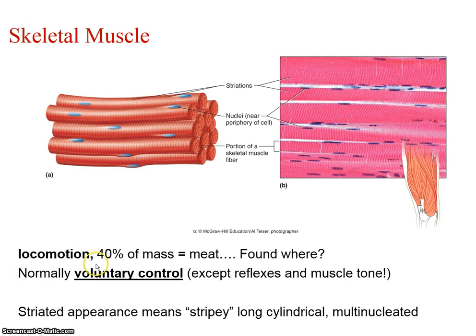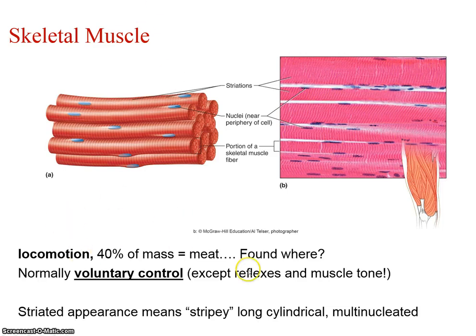So skeletal muscle gives us locomotion. It's 40% of our body mass, found attached to, right, the bones, all over the body, in the middle, sandwiched between the skin and the organs. It is normally voluntarily controlled. So your brain tells this muscle to begin to get excited and contract, and controls the contraction.